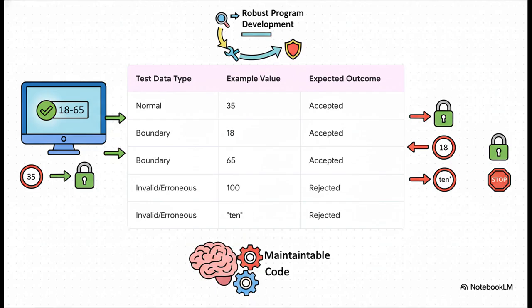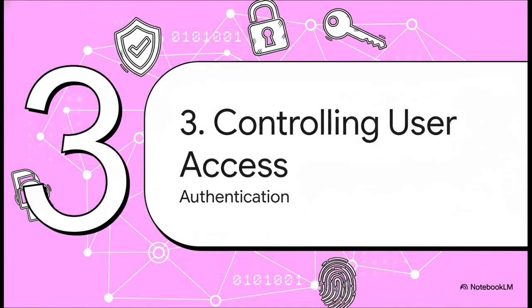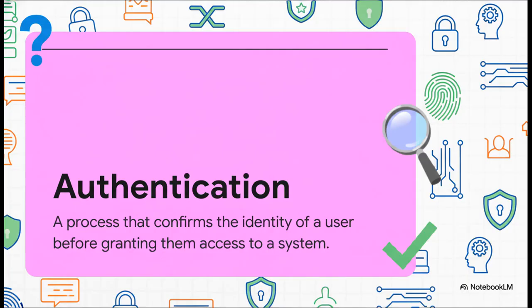A really robust program will accept the good stuff and politely but firmly reject everything else. Okay, so we're checking what data users are typing in, but what about who these users are in the first place? That brings us to our next layer of code armor: authentication. Authentication is all about confirming who someone is. It's your program asking, who are you? And more importantly, can you prove it? This is absolutely essential if you want to protect any kind of sensitive information or special features inside your application.